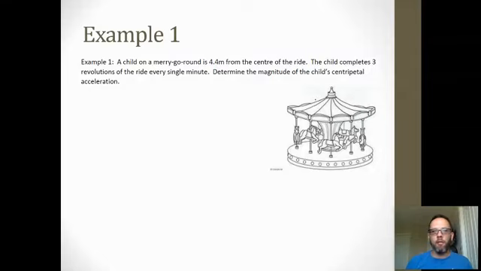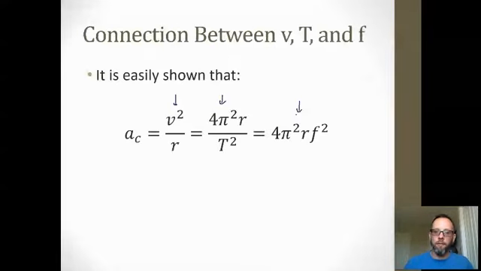Let's do some examples. I think everybody has some experience on a merry-go-round. So this child is on a merry-go-round, on a horse 4.4 meters from the center. Even though sometimes the horses bob up and down, we're going to assume they're going in a perfect circle. And the child does 3 revolutions of the ride every single minute. We're going to find the magnitude of the child's centripetal acceleration. To do that, we have to think: which formula are we going to use here? Which piece of information, v, T, or f, can we get from the problem?